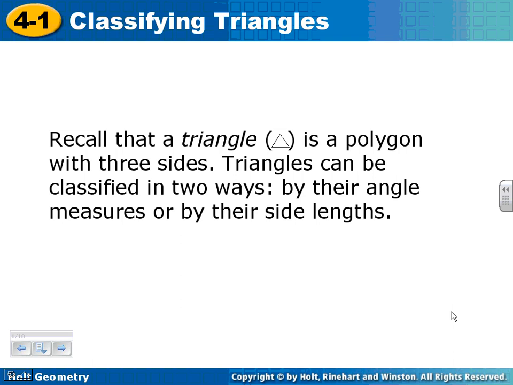On your PowerPoint, first slide, recall that a triangle, and notice this symbol, that's the symbol for triangle, is a polygon with 3 sides. Triangles can be classified in 2 ways: by their angle measures or by their side lengths. And that's what we're going to do here today. We're going to name them or classify them by what their angles are and also by what their side lengths are. What do I mean by that?